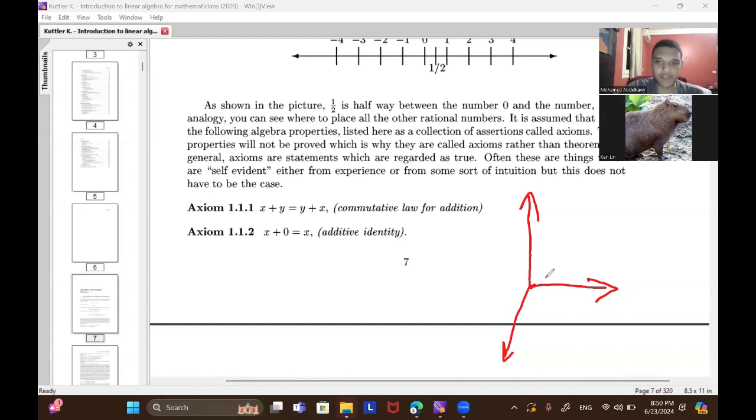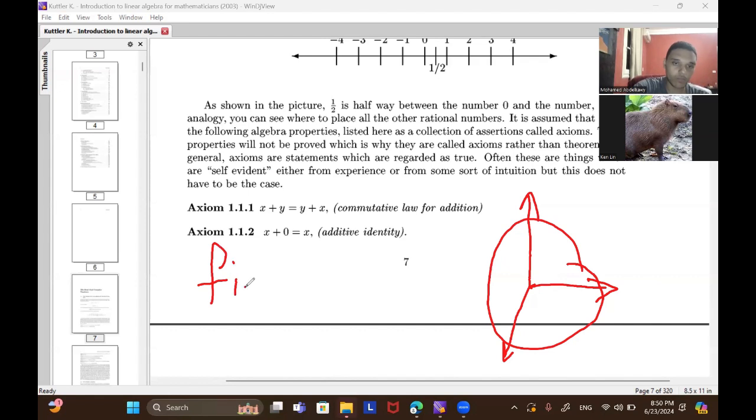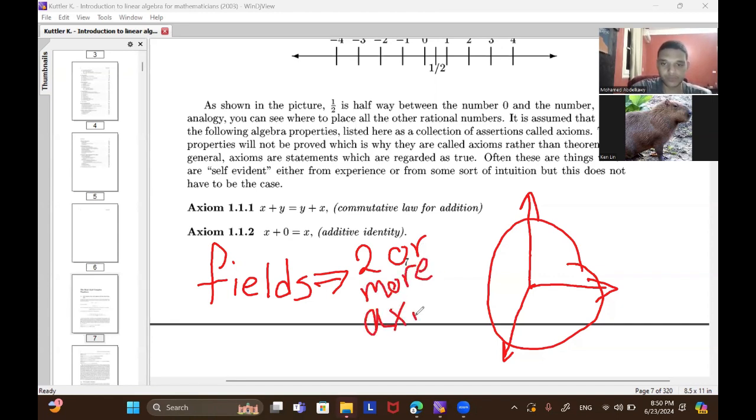If we have vectors, we can have a space filled with vectors. The reason we're redefining all the algebra is because we want to make rules to have something called fields. A field is where two or more axioms hold true.